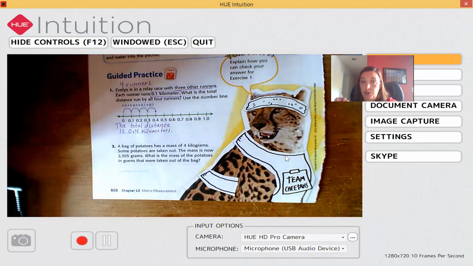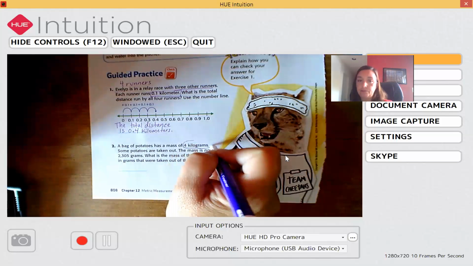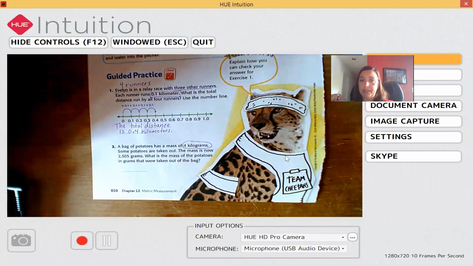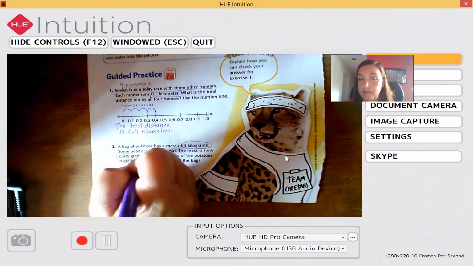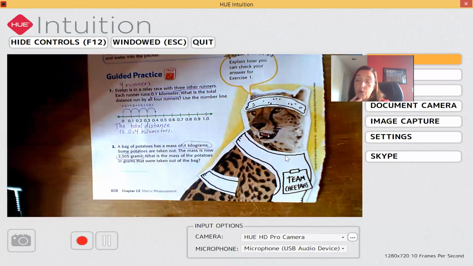The math information that we're going to use is that at first, the bag was 4 kilograms. And then we know some of the potatoes were taken out. We don't know how much, but we know that what's left in the bag weighs 2,305 grams, okay? And the question it's asking us is, what is the mass of potatoes in grams that were taken out of the bag?